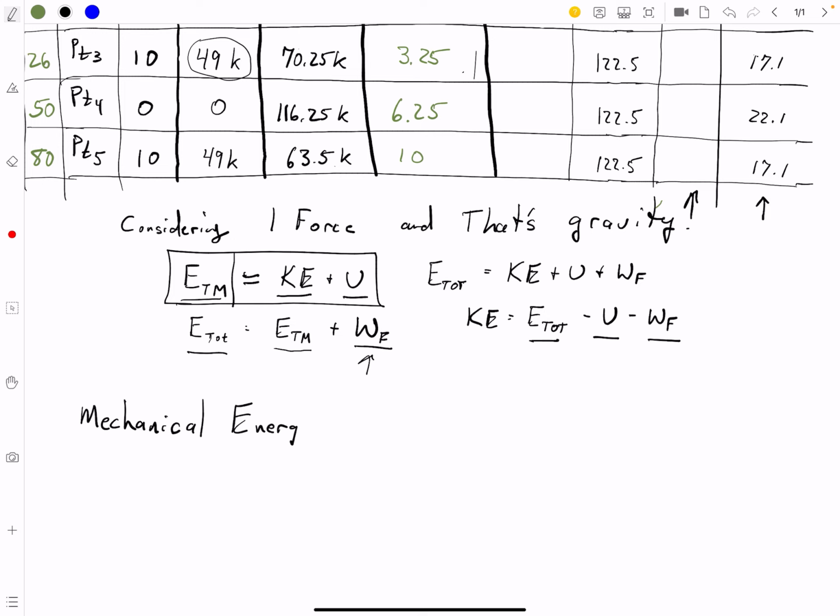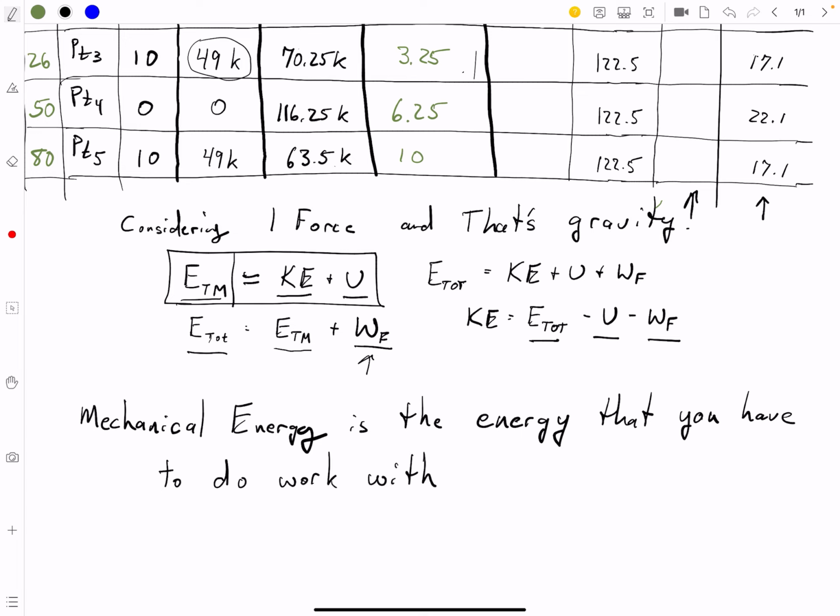Mechanical energy is the energy that you have to do work with mechanically. That work of friction was just energy that got thrown out of the system. Okay, so this is a good thing to know.